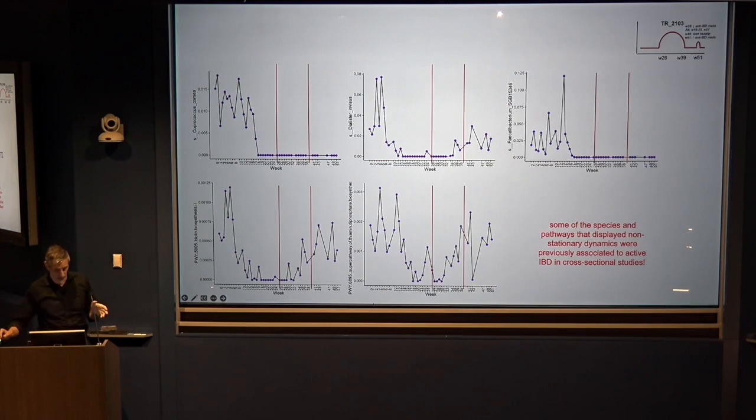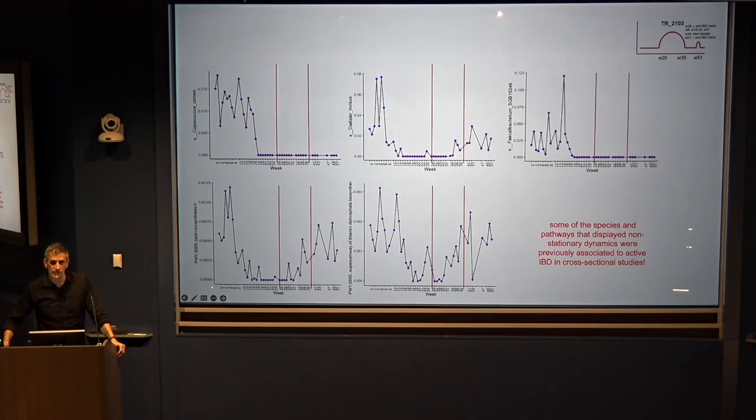So we see a different signal in every patient, but if we look for the bacteria that have a non-stationary distribution over time, so if we think of these bacteria as being drawn from a random distribution, that distribution in the beginning of the time series is not the same distribution as later in the time series. We can identify these bacteria, and they all seem to change before the flare-up.